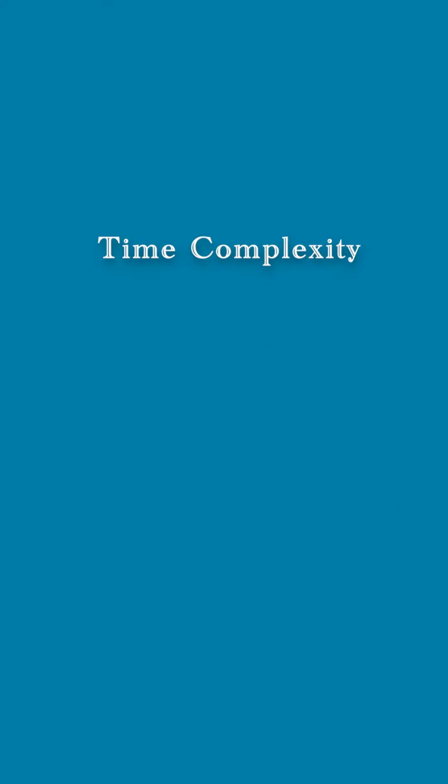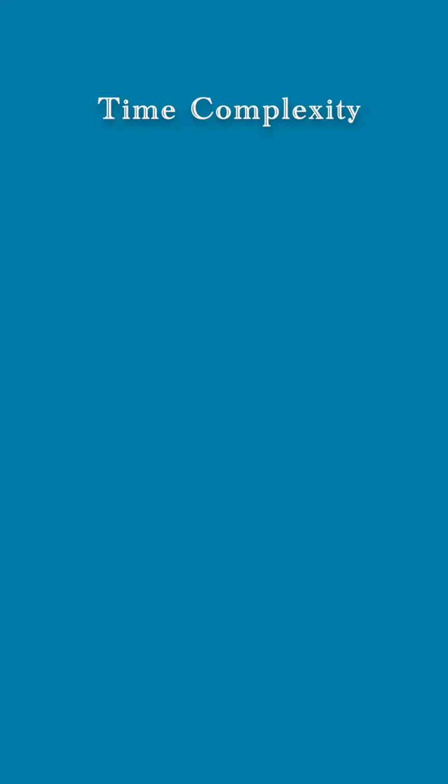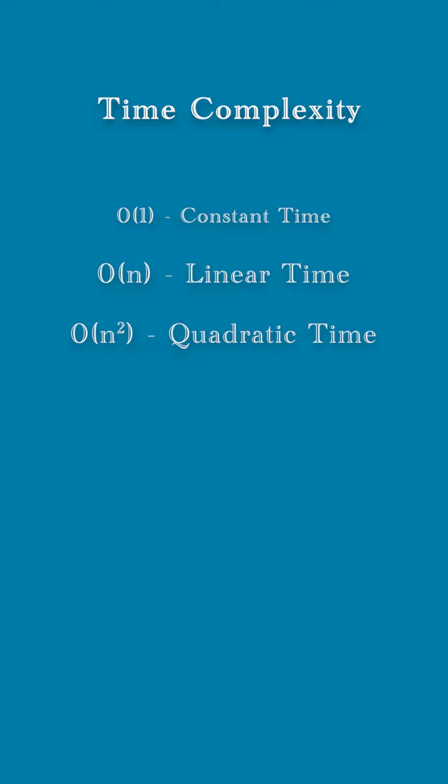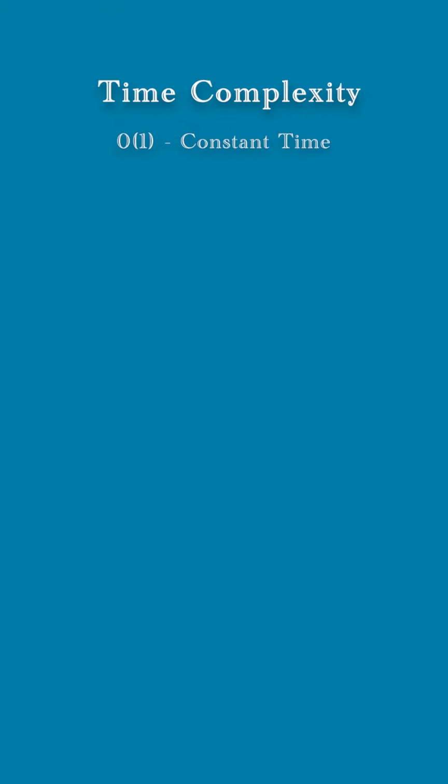So there are different ways of expressing time complexity using Big O notation. We have O(1) or constant time, O(n) or linear time, O(n squared) or quadratic time, and even O(n cubed) or cubic time. Sa O(1), the execution time ng algorithm ay constant lang. Para sa akin, it means instant.